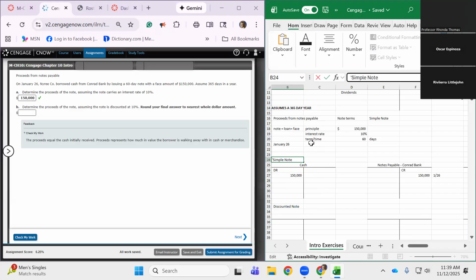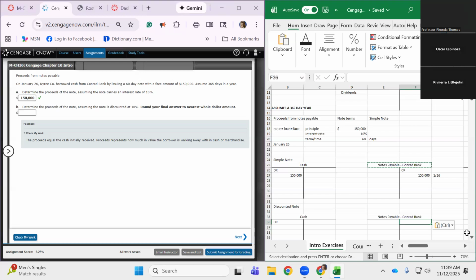Okay, so once again, a simple note, you get all of the face. So you can use that money however you would like. But a discounted note actually subtracts, it discounts your proceeds by the amount of the interest. So I'm going to put cash here again, and I'm going to put, it has a debit balance. And then this note payable is also from the same bank. But we're just trying to explain to you the difference between these two kinds of notes.